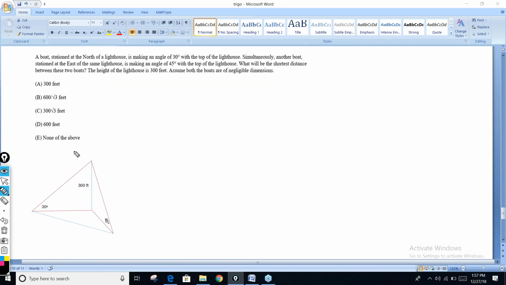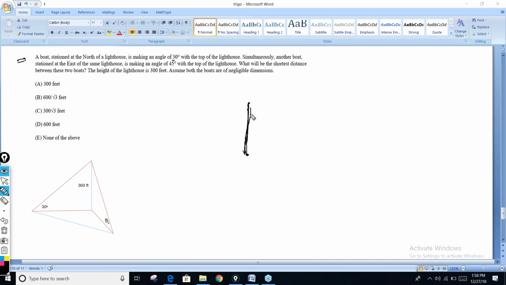Now, this is actually a difficult question. It's a three-dimensional figure. Okay, first read the question. The question says a boat stationed at north of a lighthouse. Now, the lighthouse is somewhere in a three-dimensional figure. If you can visualize, this lighthouse is standing like this on the ground, right? It is making an angle of 30 degree with the top of the lighthouse.